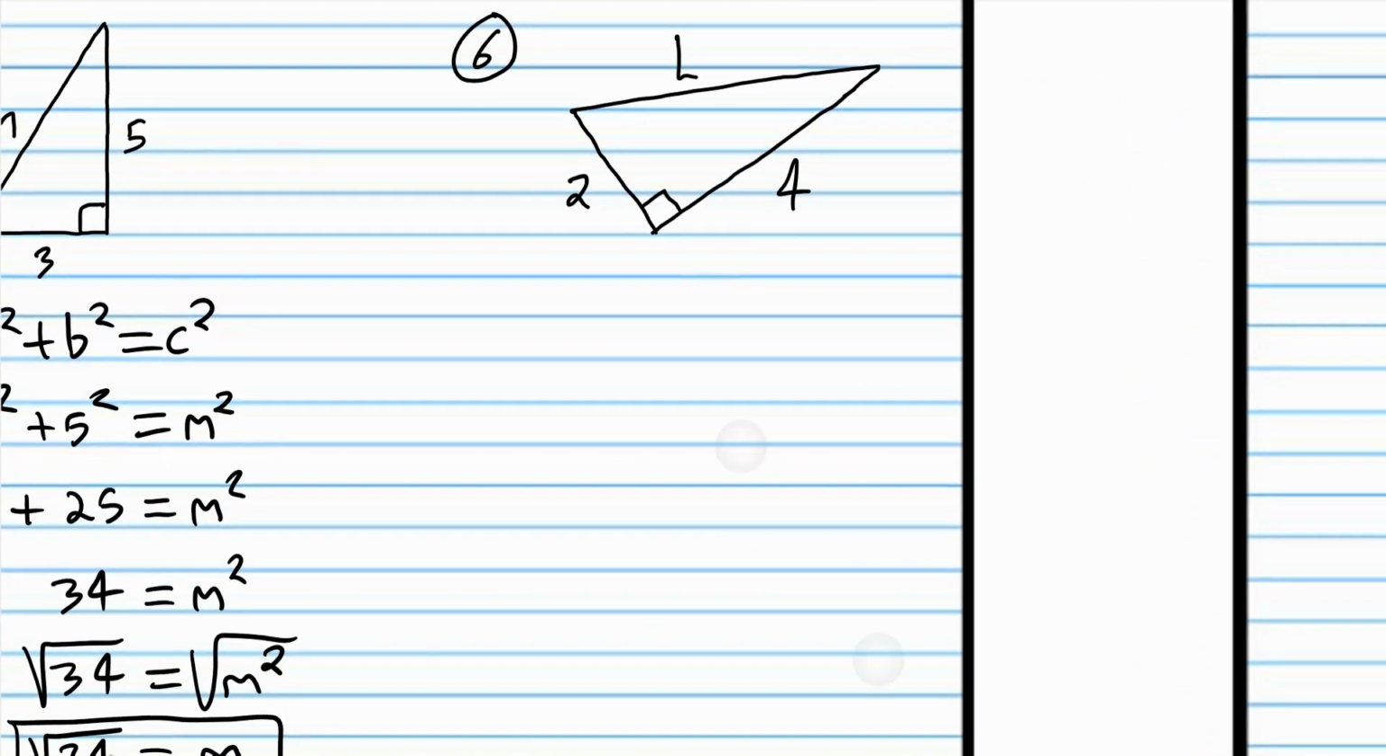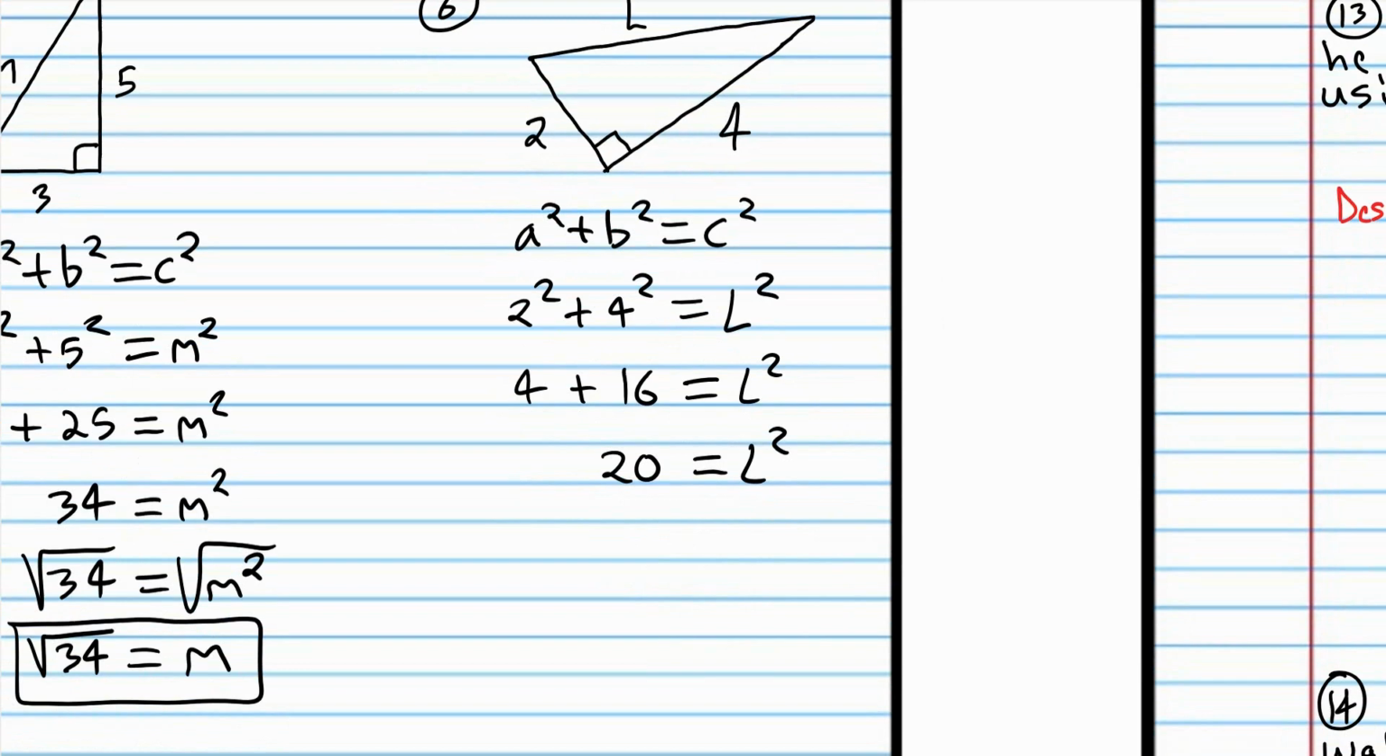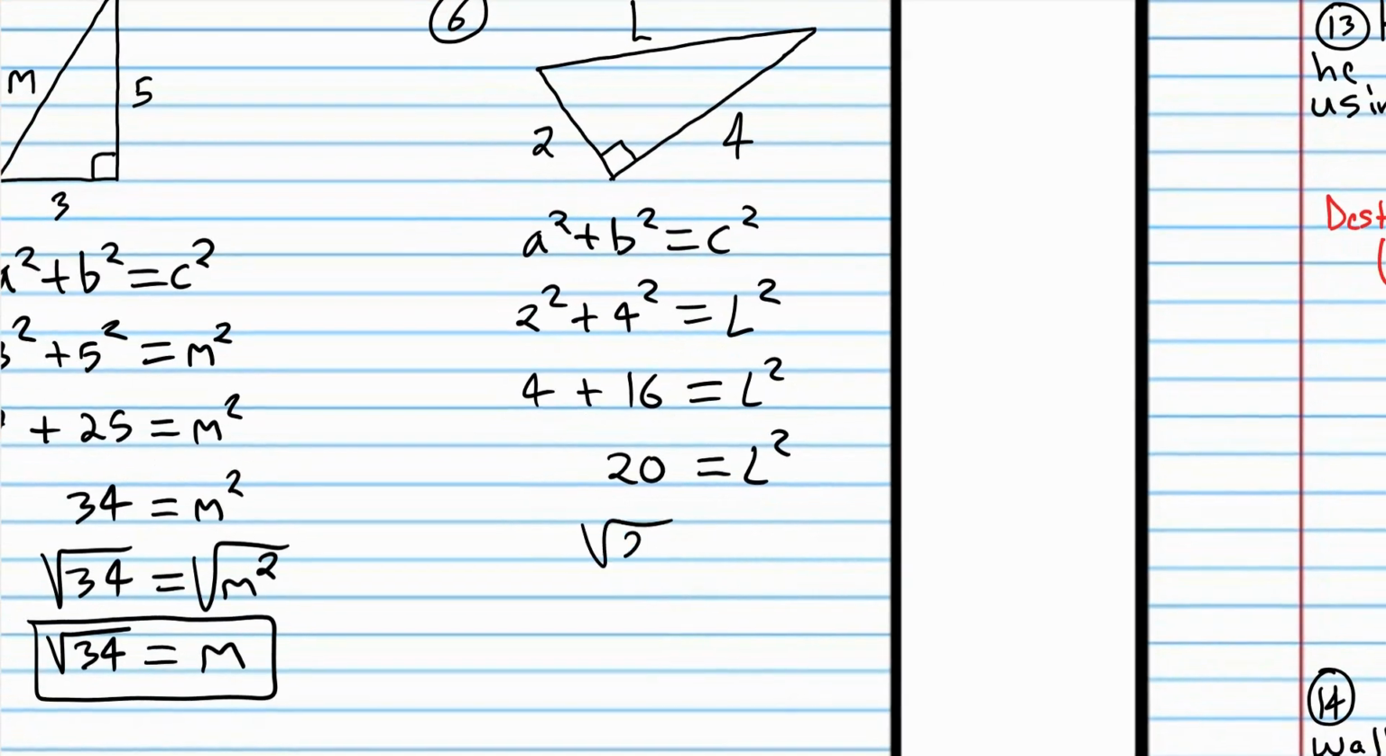All right, we're back. Let's write the tool that we're going to use first, the Pythagorean Theorem. And we're going to plug in 2 and 4. Whoops, that should be an L. We're plugging in L as a hypotenuse. 2 times 2 is 4. 4 times 4 is 16. 4 plus 16 is 20. And we've solved for L squared. We don't want L squared. We want L. So we have to square root both sides. And that gets rid of the 2 power, and you're left with L is equal to square root 20.